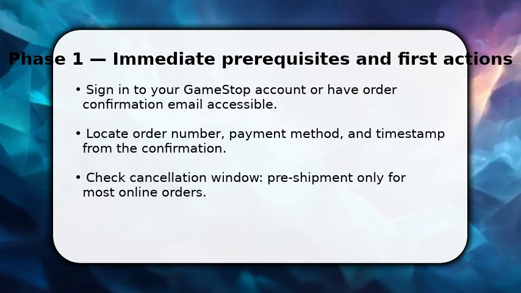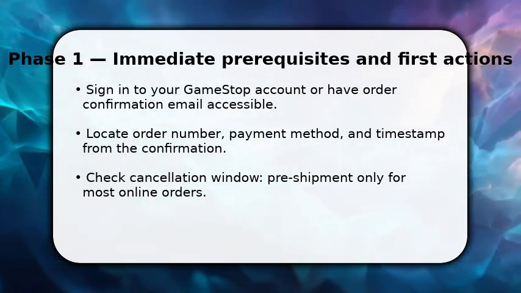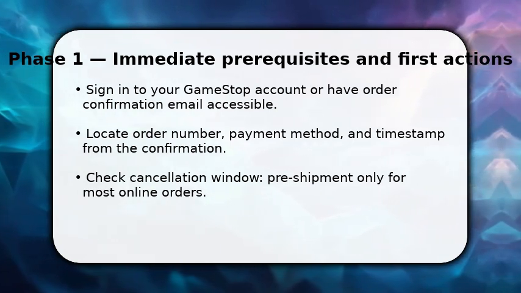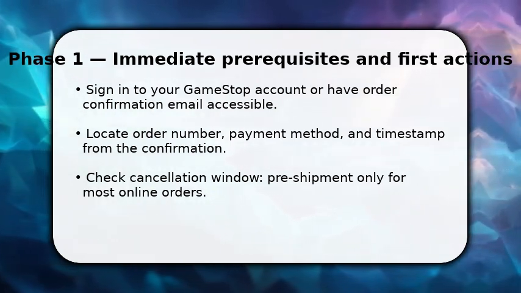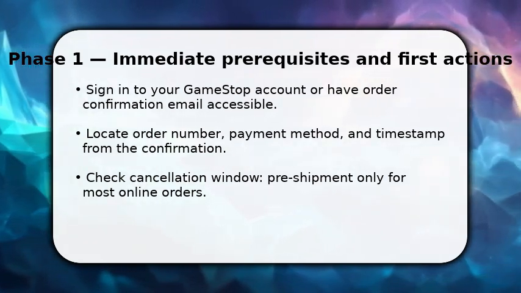You begin by signing into your Gamestop account and pulling up the orders page. This is where cancellations start. Once signed in, locate the specific order number and confirm the order status. If it shows processing or pending, you have a chance to cancel.